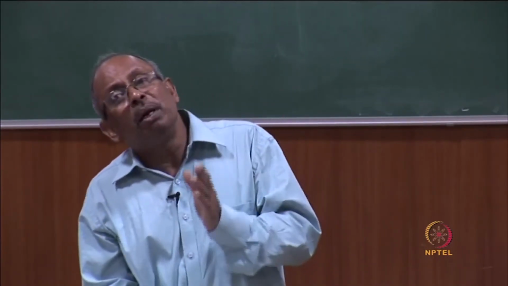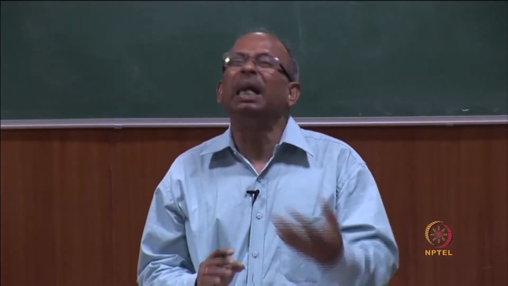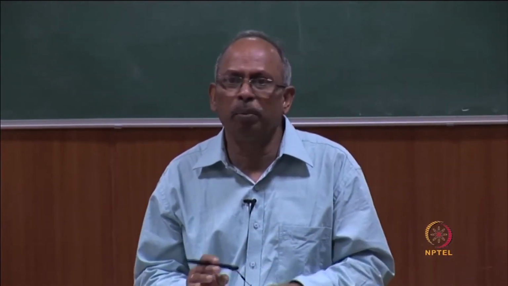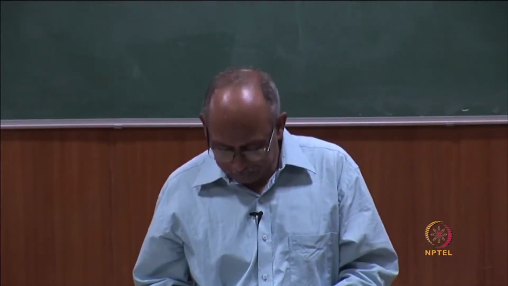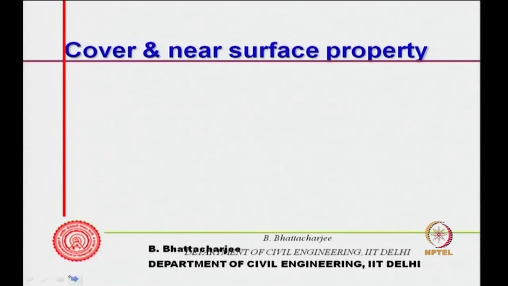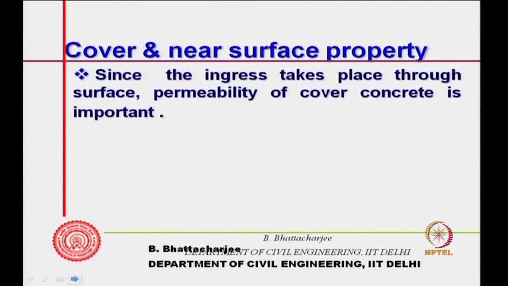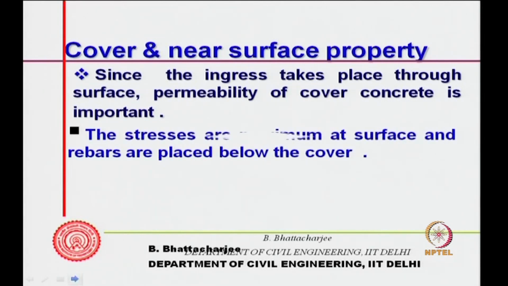But with this one you can actually compare two different concretes, but cannot predict really much. They are not predictive, but they can tell you which is better concrete and which is poor concrete. Anyway, this is the situation, but one more important issue is that for durability, cover concrete is most important, because ingress takes place through the surface. So, the permeation property of the cover concrete is important, and all in situ measurement of course looks into the cover, because that is what is approachable.